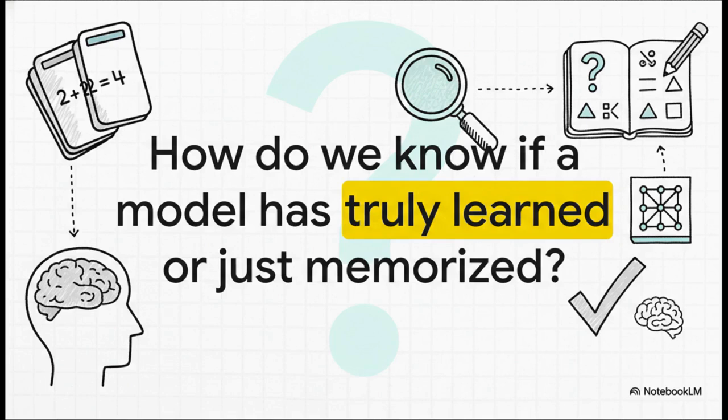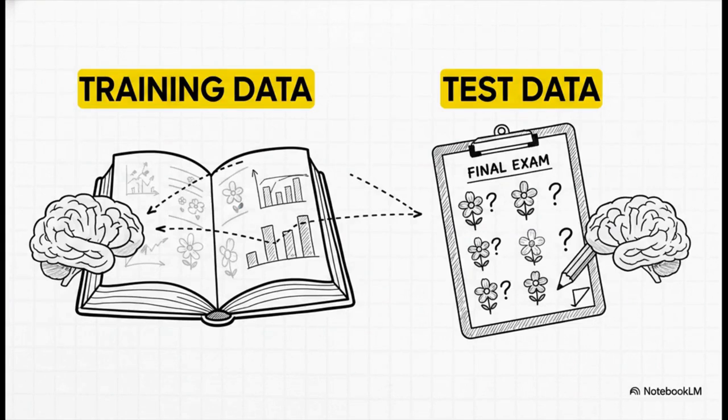It's the exact same problem for a machine learning model. And the solution to this is actually pretty clever. We split our data into 2 piles. The first pile, the training data, that's the textbook. The model can study this thing all day long. But the second pile, the test data, we lock that away. That's the final exam, full of questions the model has never seen before. How well it does on that exam is the only thing that really tells us if it's learned anything.